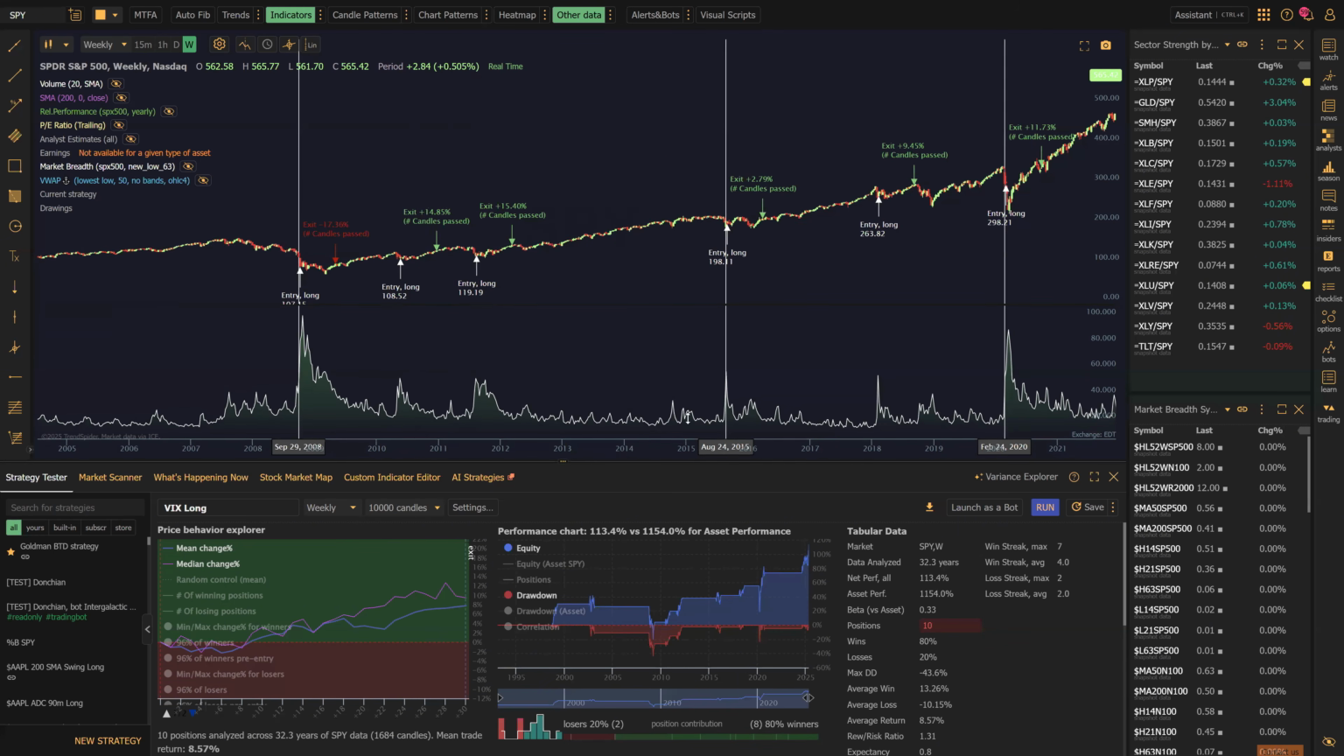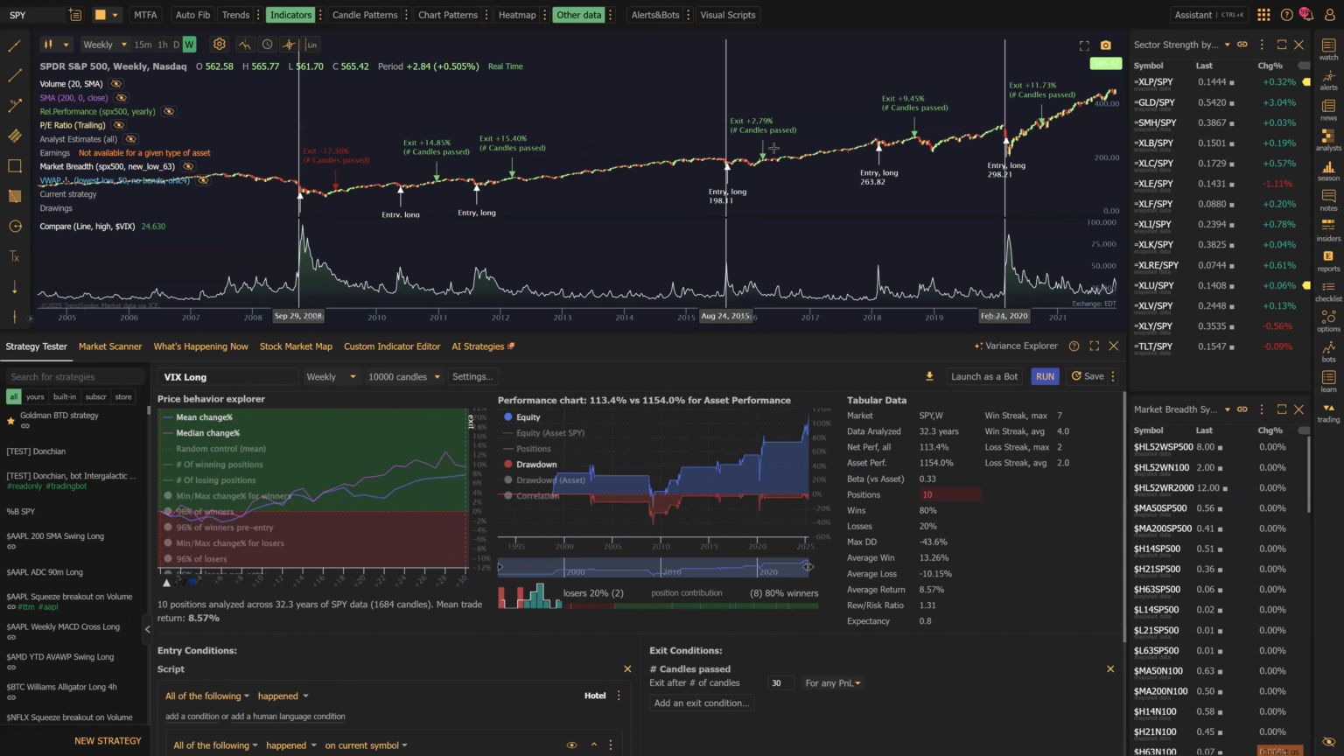So what is this? How is this beneficial? For one, instead of just visualizing it on a chart, which it actually does automatically for you, you can see there's 10 positions in history, 80% win rate, and then probably the most crucial thing here in the tabular data is the max drawdown of minus 43%. So even you guys, if you would have bought blindly when VIX went over 45, you still would have seen a decent sized drawdown.